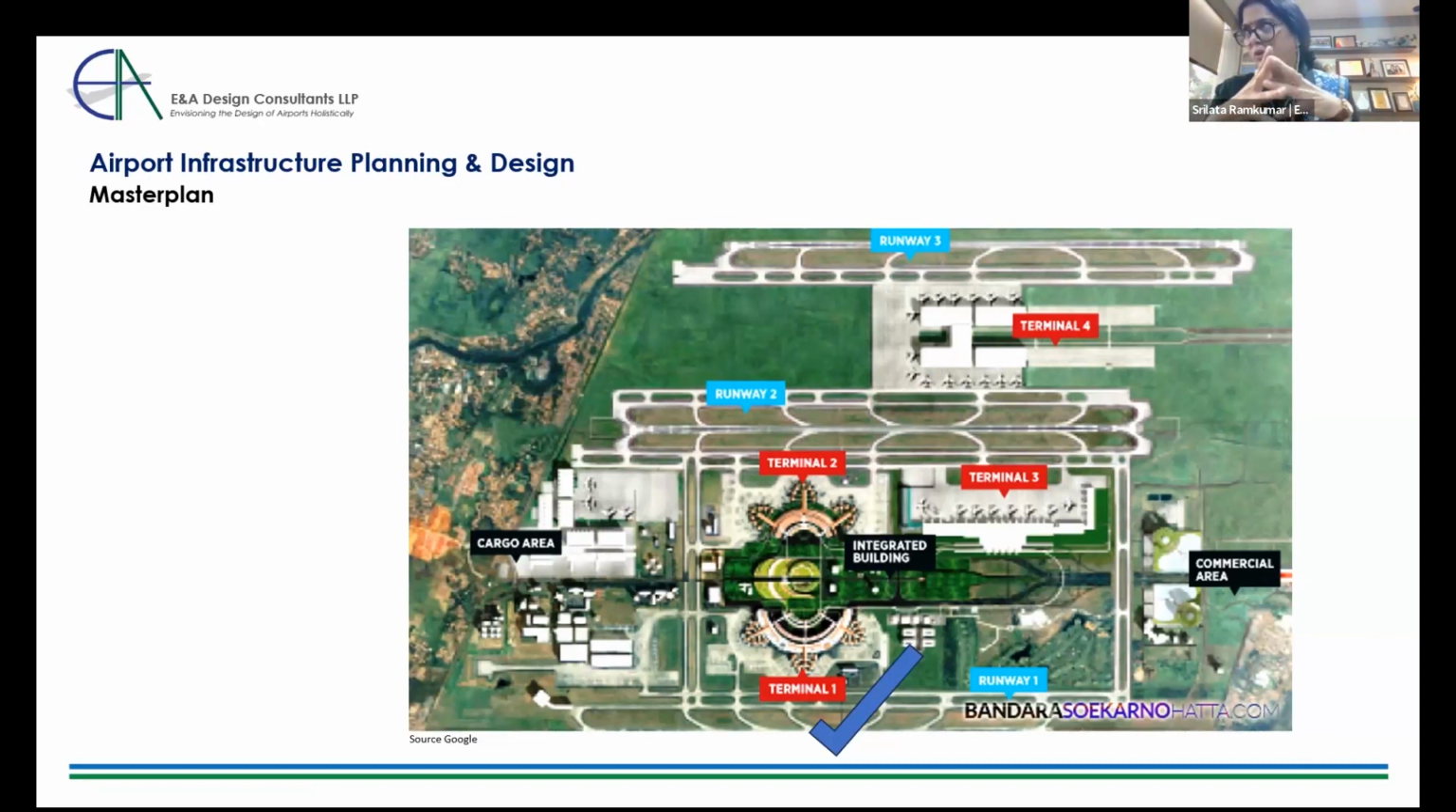We have the NDA clauses. That's why most of the pics I've taken are all from Google.